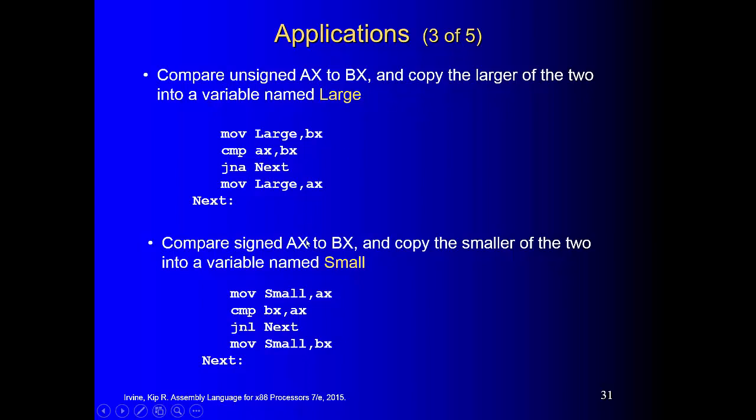This is the code showing how to compare AX with BX to find out the smaller one of the two. You can copy AX into small by default, then compare BX with AX. Jump not less than. That means if AX is not less than BX, you're going to go to the next processing here. Otherwise, you're going to copy BX into small. That means BX is smaller than AX. So you can copy this out in your Visual Studio. Try this out on yourself.